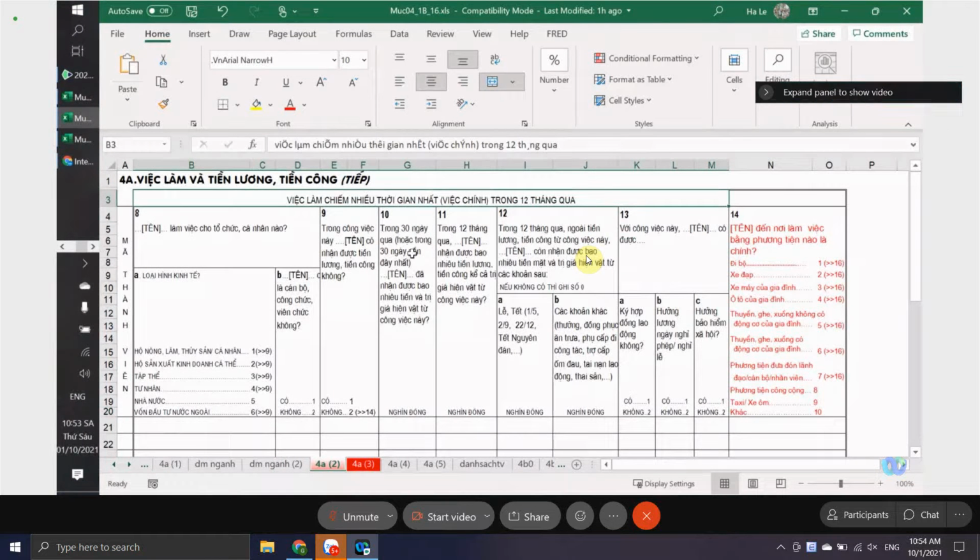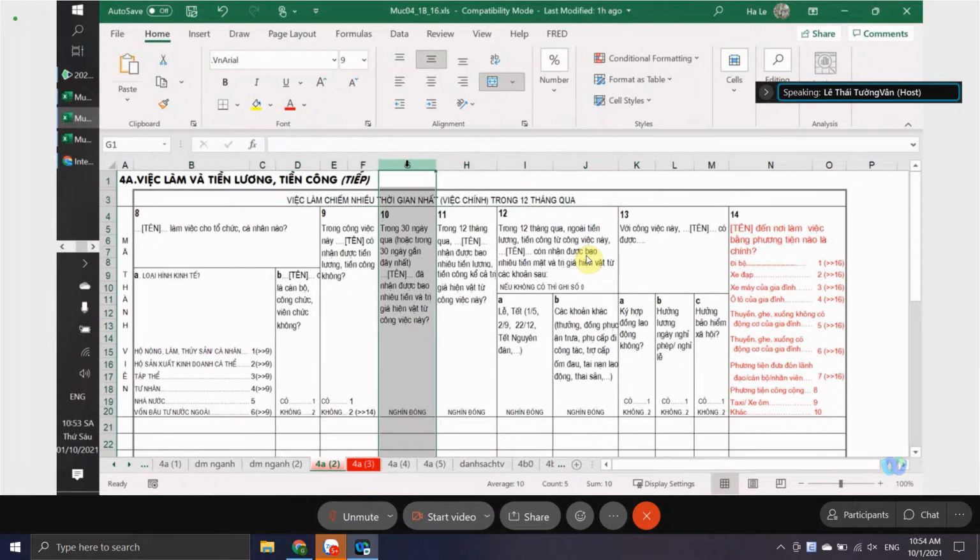The first question, number 10, is: in the last 30 days, how much is your income, both in kind and in monetary value? This is the monthly income in the last 30 days. And the next one is: in the last 12 months, how much were your salaries and wages, including monetary values and in-kind values?